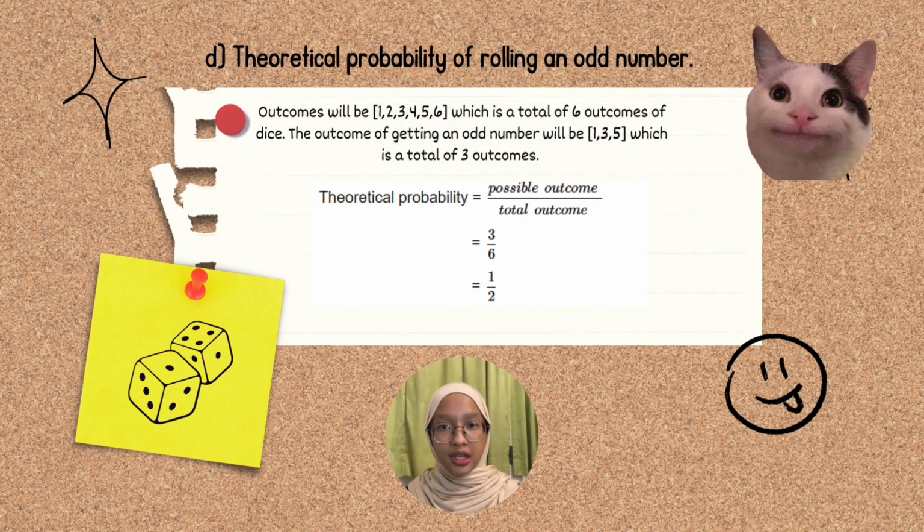Next, question D. For the theoretical probability, a dice has 6 faces, which are numbered from 1 to 6, leading to 6 possible outcomes. We might get the numbers 1, 3, and 5 for odd numbers. Therefore, we get 3 over 6, and we simplify it to 1 over 2. That is the answer for the theoretical probability of rolling an odd number.